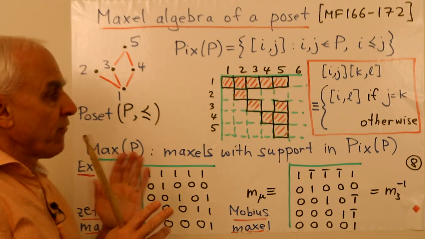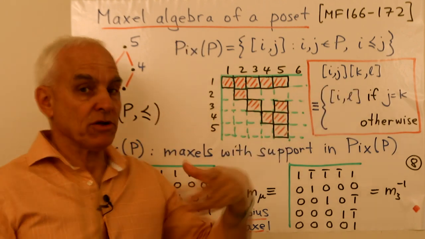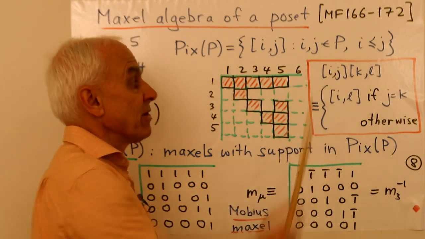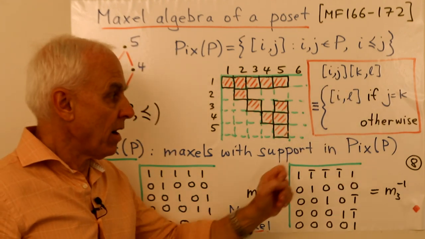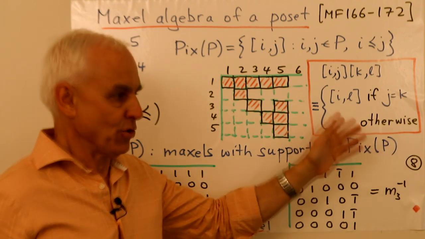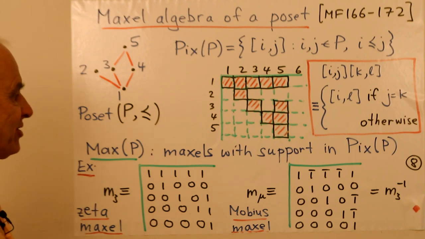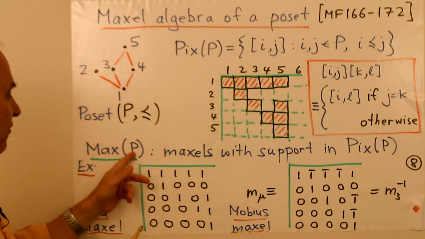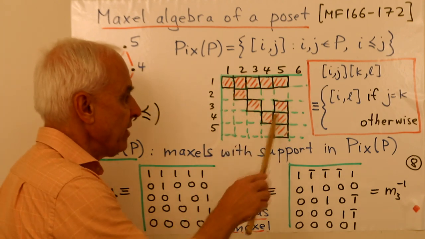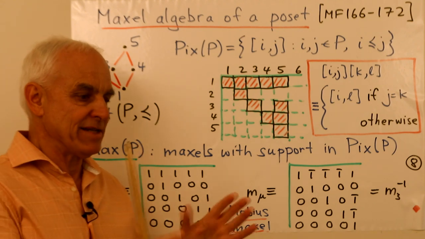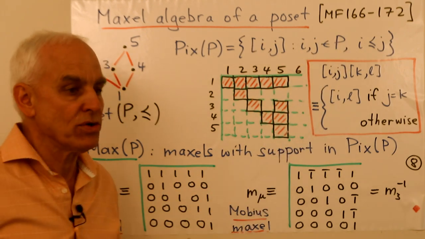Now, the whole framework of linear algebra and matrices can be revamped into maxel language by introducing this product of pixels: the pixel ij times the pixel kl is either the pixel il in the case when j equals k, or is empty otherwise. You don't get anything. So that turns multi-sets of pixels into things which we call maxels. A maxel is a multi-set of pixels. And then we can define max of P to be those maxels with support in pix of P. So the maxels that have entries just in these red boxes form a nice closed little algebra, because of the beautiful property that this set is closed under the product.